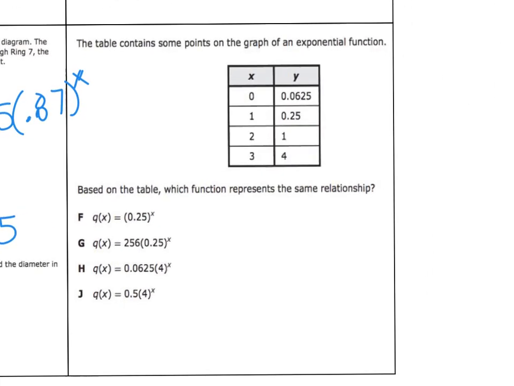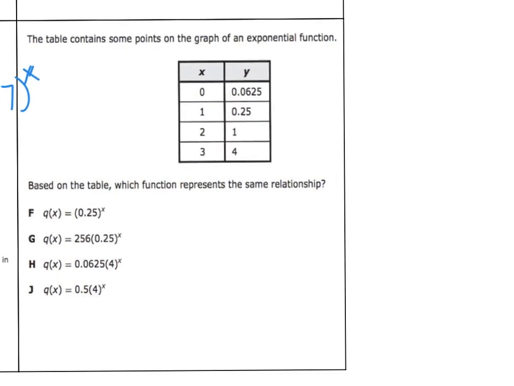Last one. This table contains some points on the graph of an exponential function. Based on the table, which function represents the same relationship? So we have a couple of options here. We can look at the values that it's given us and we can notice what we are multiplying by here, which is times 4. That will be our multiplier, our B value. And we can see that our initial is here. That's our A value.